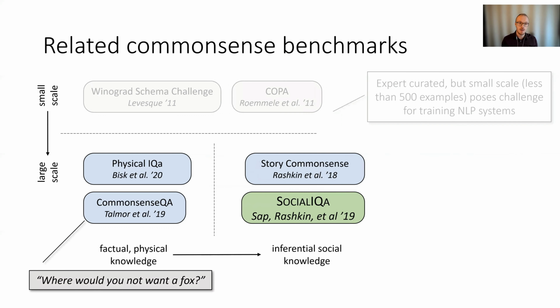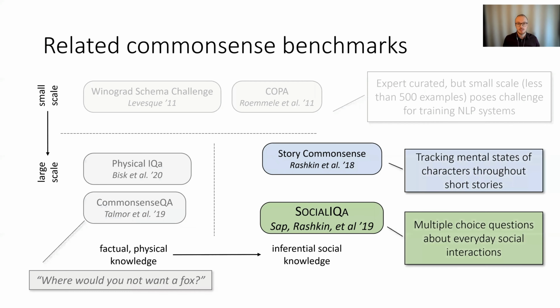Additionally, of the large-scale common sense benchmarks that exist, like Physical IQA and CommonsenseQA, which are much more factual and cover physical common sense and physical knowledge, SocialIQA is more in line with inferential social knowledge, in line with theory of mind. Finally, I should highlight the Story Commonsense benchmark, which is about tracking mental states of characters throughout short stories. In contrast, SocialIQA is not necessarily about tracking mental states, but about answering multiple choice questions about everyday social interactions.